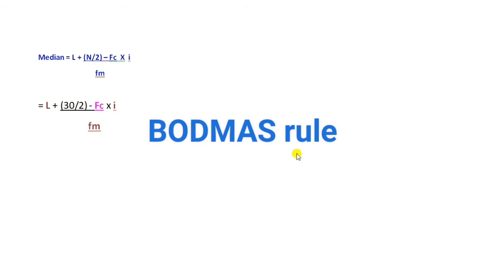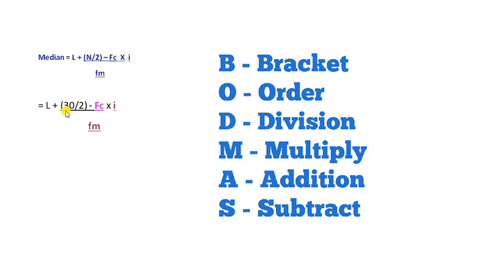Let us come to the formula for median. During calculation, you have to follow the rule of BODMAS, where the first work that you have to do is within the bracket. Within the bracket n divided by 2, n is the total number of observation, which is 30, divided by 2, that will give you 15.